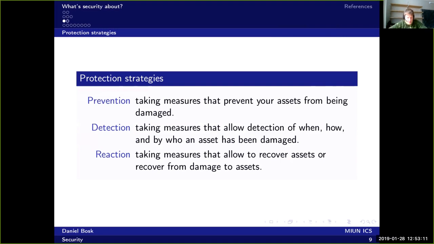The second is detection, which means that you take measures to detect when and how and possibly by whom an asset has been accessed or damaged. And the final one is reaction. So taking measures that allow us to recover the assets or recover from damage to the assets.